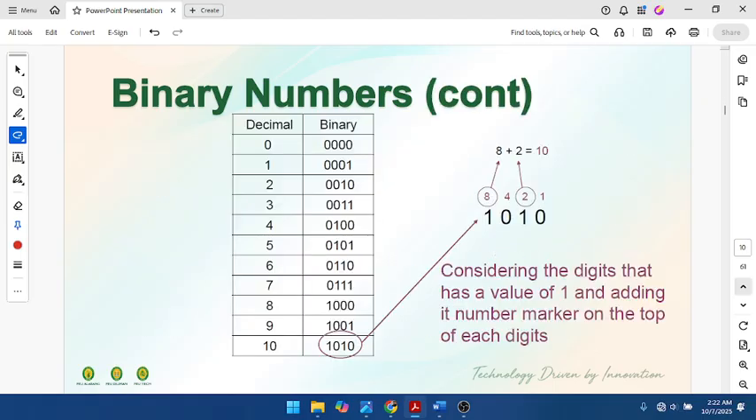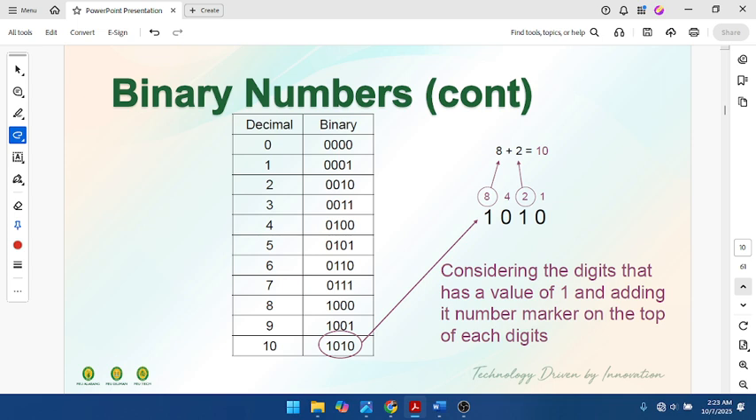So for example, we have here. So let's talk some practical examples. On the left side, we have a table showing the decimal numbers of 0 through 10 and their direct equivalents in 4-digit binary, 4-bit binary. So let's see the pattern.